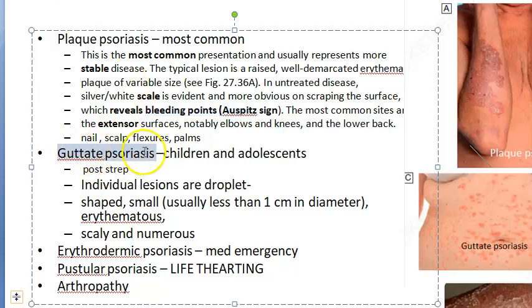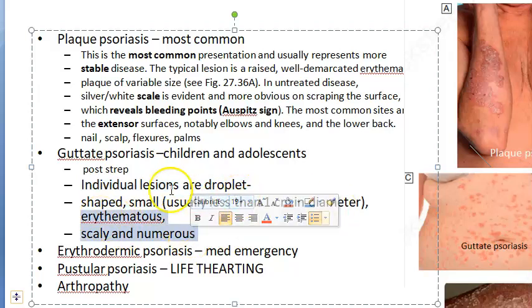Okay, next let's go to guttate psoriasis. You're seeing here, this is guttate psoriasis. Basically it happens in children and adolescents. Later in life, they will get the standard adult psoriasis. This happens post-strep, post-streptococcal infection. Individual lesions are droplet shaped, small, usually less than 1 centimeter in diameter, erythematous, scaly and numerous, okay.